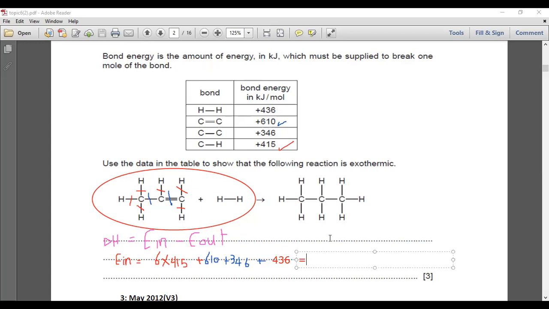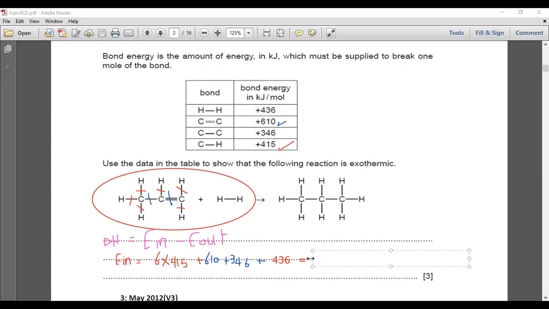First of all, finish the multiplication. What does it mean? In your calculator, write like this: 6 multiply 415 equal, plus 610, plus 346, plus 436. The total is 3882. No, 3792.